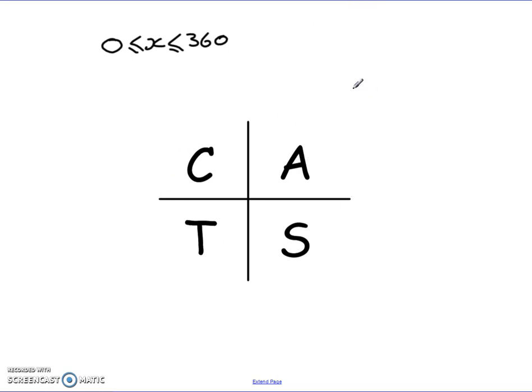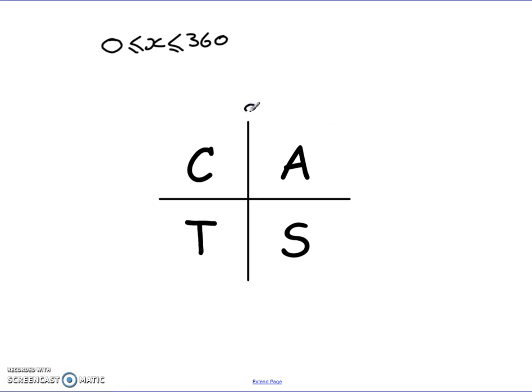Now, when we were solving it, which we'll look at an example of later on in the video, we had to remember how the solution to that equation related to all of these sections. Each of these meant something different, the A, the S, the T and the C. What they told us is which functions were positive within that section of the graph.